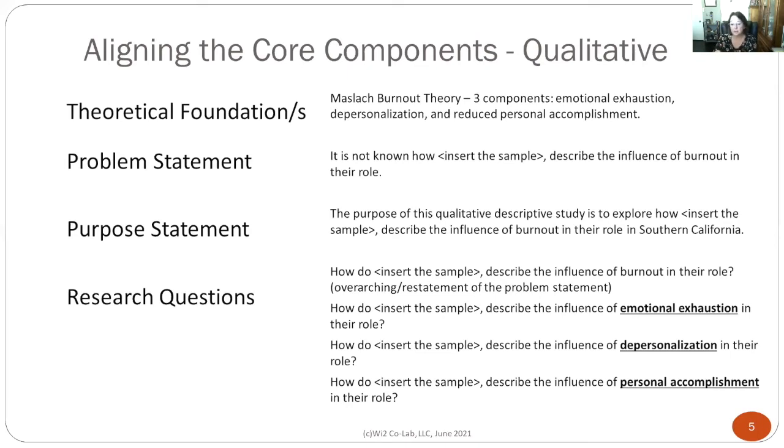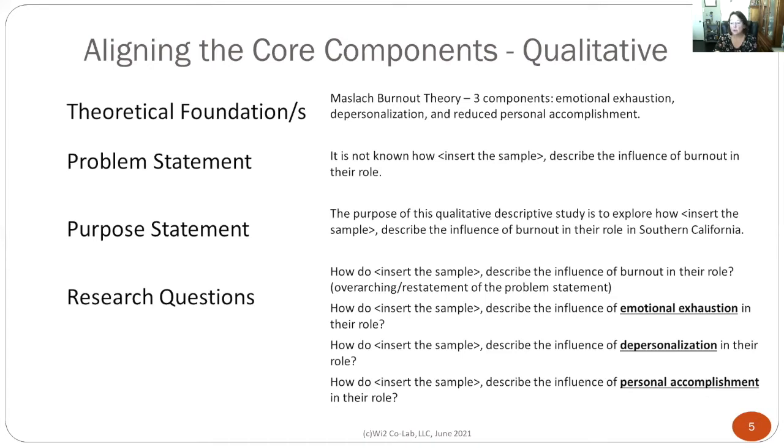The purpose statement: the purpose of this qualitative descriptive study is to explore how. You're going to insert your sample, and you're going to notice that after how comes your problem statement. Describe the influence of burnout in their role and includes Southern California.